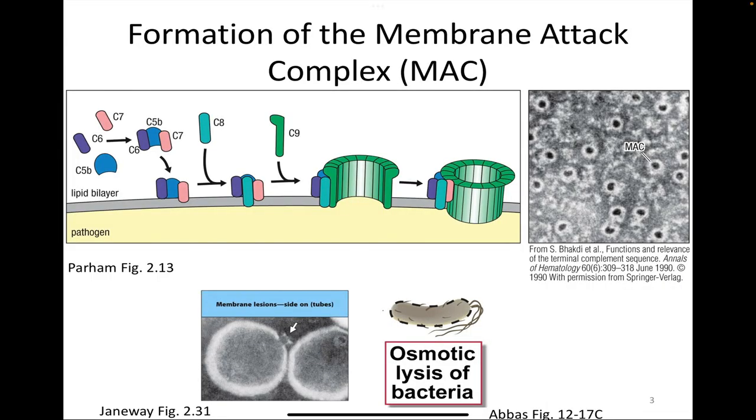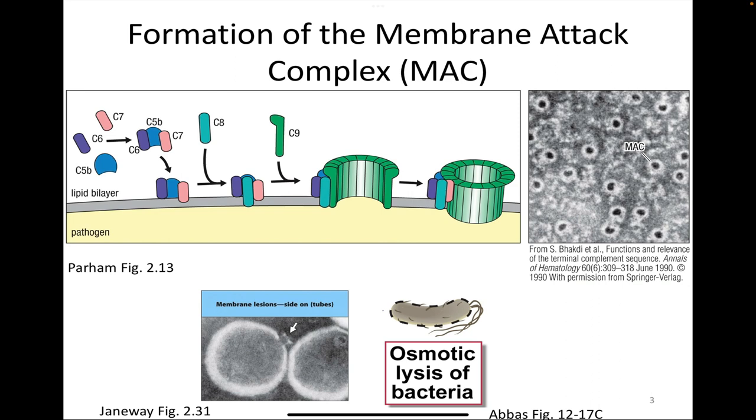So here you can see that membrane attack complex that we left off with last time. We've got C5B working together with C6, 7, 8, and a whole bunch of copies of 9 to make a pore, or a hole, in the membrane. You can see a bunch of membrane pores on a top view. You can see a side view with a membrane attack complex tube in a cell right there, and you can see the final result is osmotic lysis of bacteria.